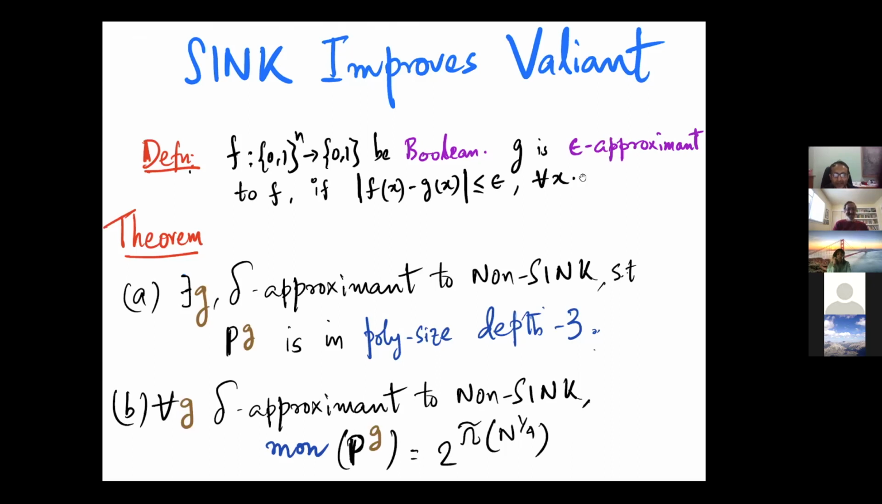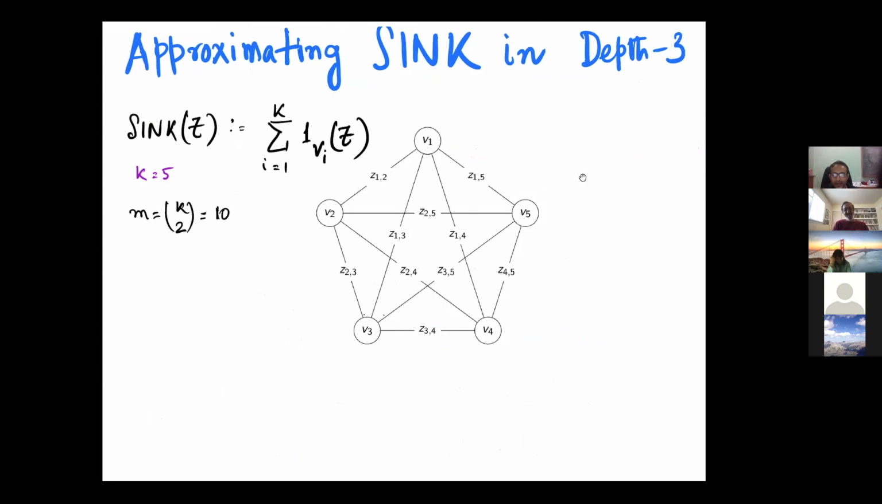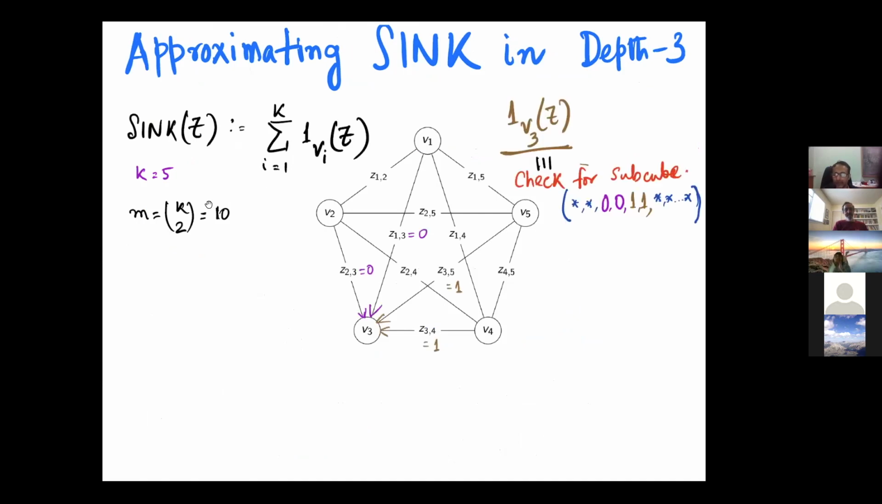All right, so let me tell you why sink is in depth 3. This is exactly what we saw a few slides back, why the definition of sink can be expressed as a sum of these indicator functions. Let me give you an example. Let's say k is 5 and m therefore is 10, the number of edges. I'm going to give you a depth 3 circuit to check if the vertex V3 is a sink. If I can give you depth 3 circuits for each such vertex, then if you sum them up, you still get a depth 3 circuit, because the top gates are sums, so you collapse, and you get a depth 3 circuit for the whole sink function.